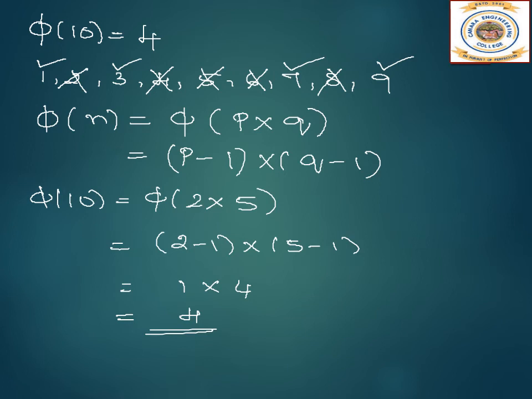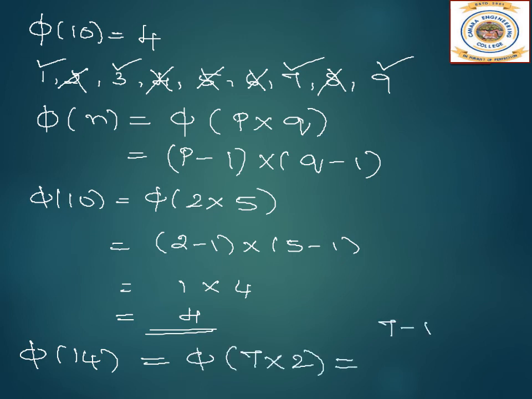Alright. In case I consider another example, phi of 14. I can write 14 as a product of primes, 7 into 2. So this is 7 minus 1 into 2 minus 1. So I can write it as 6 into 1, where the answer is 6. So phi of 14 is 6. This is one more way of finding the Euler's totient function.